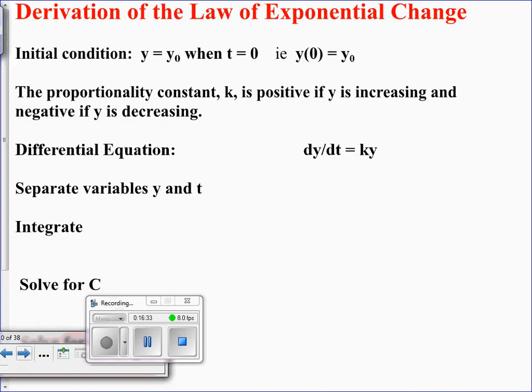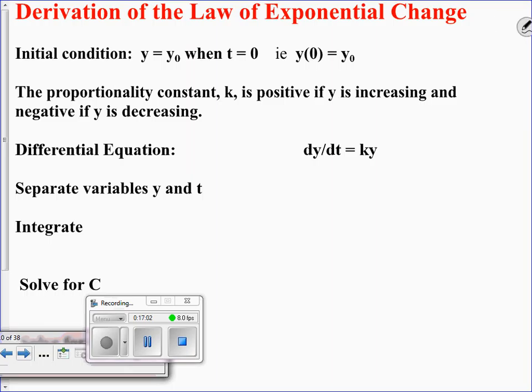So, we have this quantity y. It's growing at a rate that's proportional to the amount present. And we're going to say that at time 0, y equals y sub 0. That's going to be my initial condition. Sometimes in your science classes you use y sub i for the initial quantity. We use sub 0, like y at time 0. Okay.